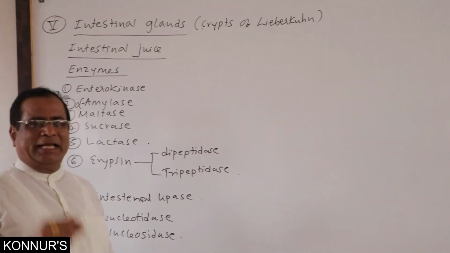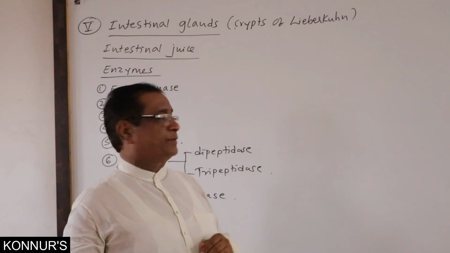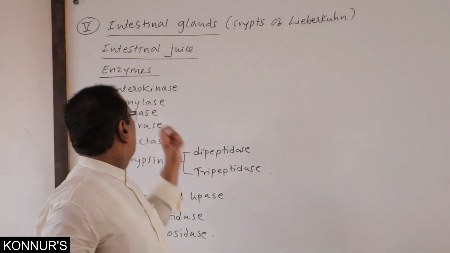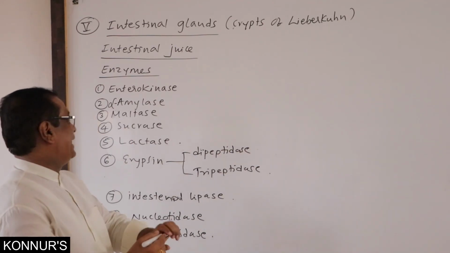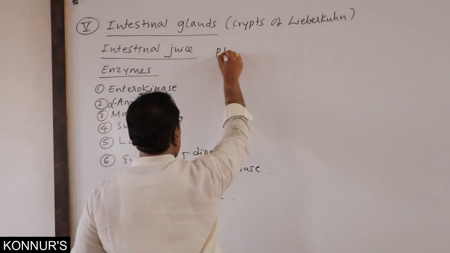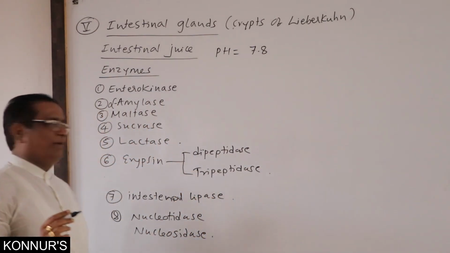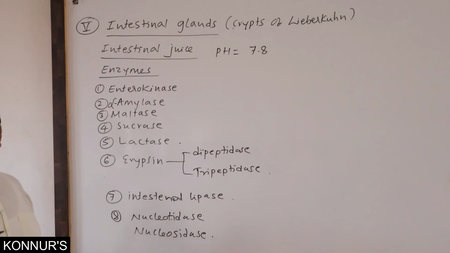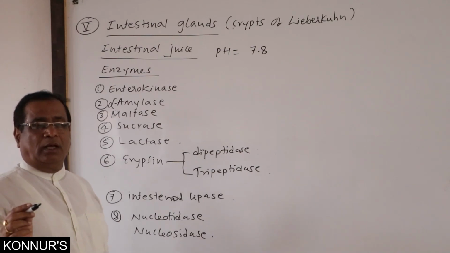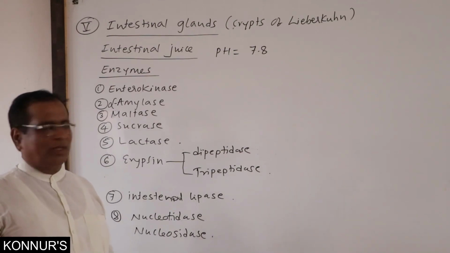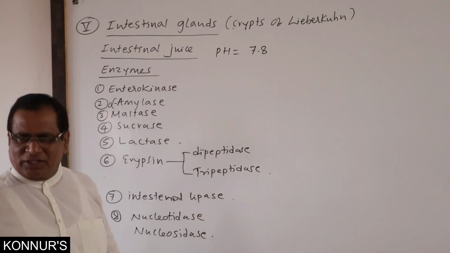Fifth digestive gland is the intestinal gland. They are otherwise said to be crypts of Lieberkühn. The intestinal glands produce a juice named intestinal juice. Its pH is 7.8, slightly alkaline. It has many enzymes. Remember, all the enzymes present in intestinal juice are final step enzymes. When they take part in the reaction, that is the end of the digestion as well.